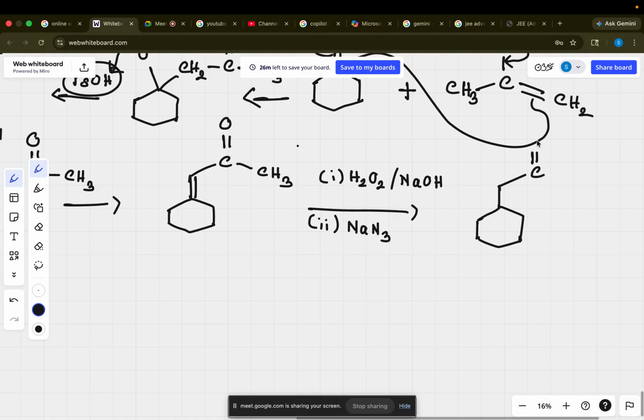So here you are getting C double bond O, CH3, and the epoxide is forming here. Next, what you have? NaN3. NaN3 means sodium plus, N3 minus, right? Now tell me, N3 minus will attack in which position? This position or this position? That is the question. Because this is a nucleophile, which position can it attack?